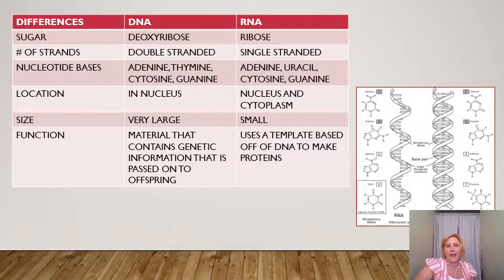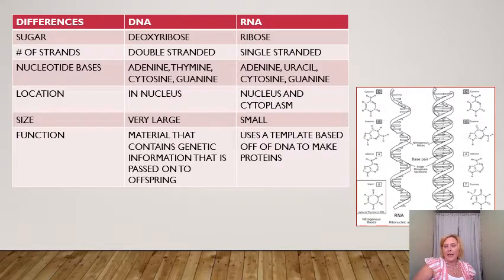So based on the name, deoxyribonucleic acid, in DNA, the sugar that is used to make up this backbone piece is actually called deoxyribose sugar. And then in RNA, the backbone sugar is just called ribose.